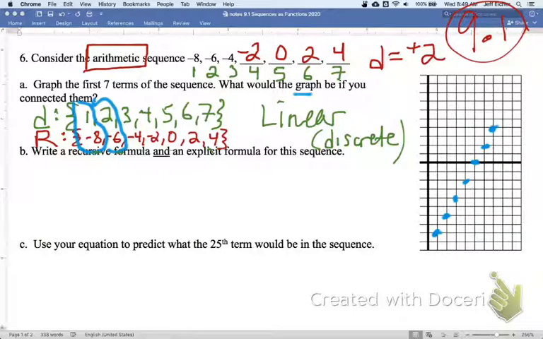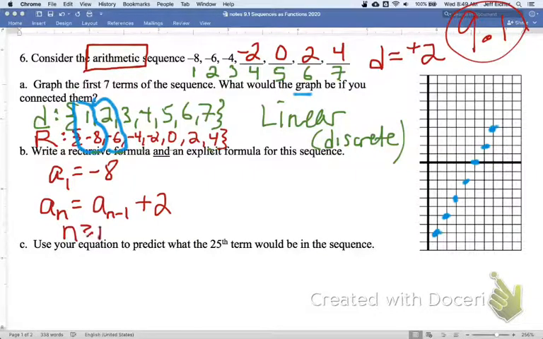Next, review the previous lesson, the 9.0 lesson. Write a recursive formula. For a recursive formula, we have to say what our starting point is, a sub 1. Our starting point is -8. And to get any term, a sub n, we would take the term before it, a sub n minus 1, and add 2 to that term. And this is only defined for n greater than or equal to 1. So that's our recursive formula.